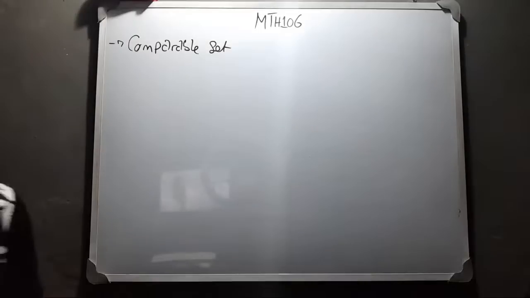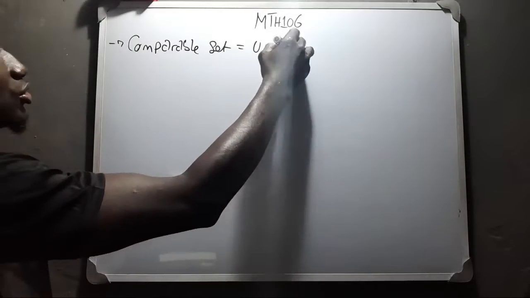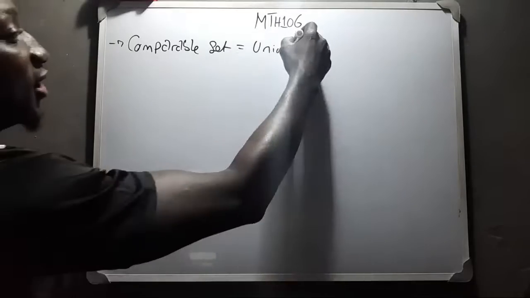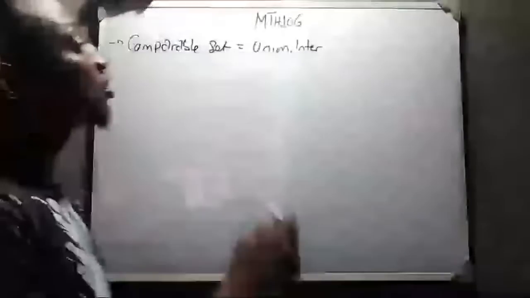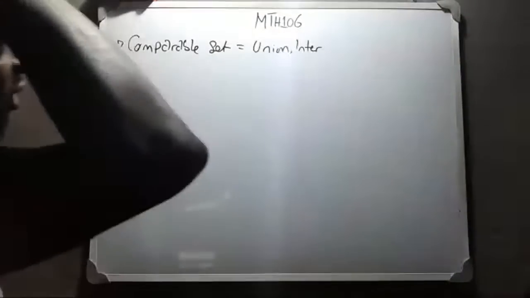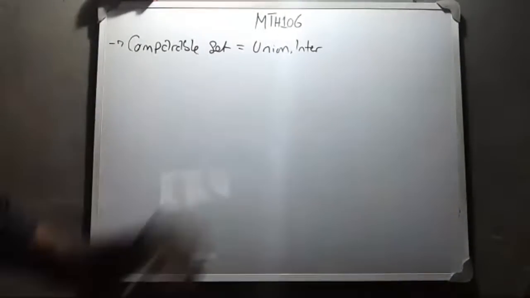Now the operations of union, intersection, difference, and complement have simple properties when the sets under investigation are comparable. The operation of union, intersection, the comparable sets. Now on this, just a quick one.